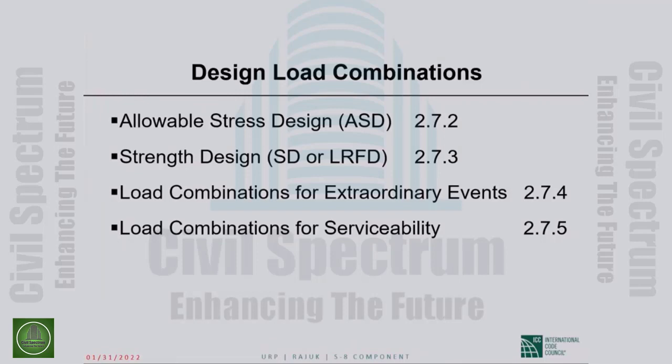Section 272 is allowable stress design, 273 is strength design. Okay, I'll show you both. And then load combinations for extraordinary events is in 274, and load combinations for serviceability is 275. That itself is unusual. In no US code are you going to see load combinations for serviceability.